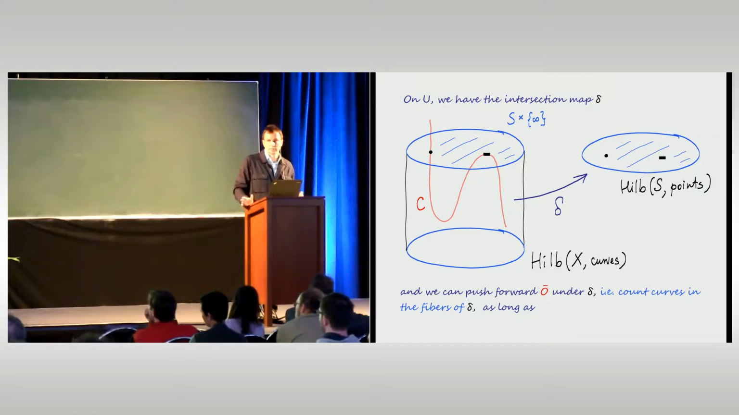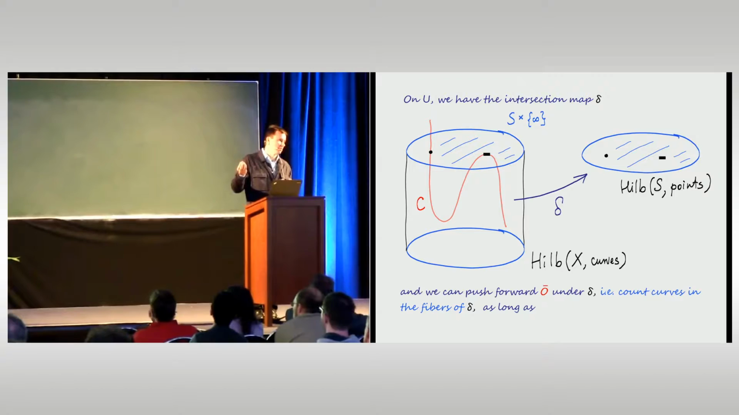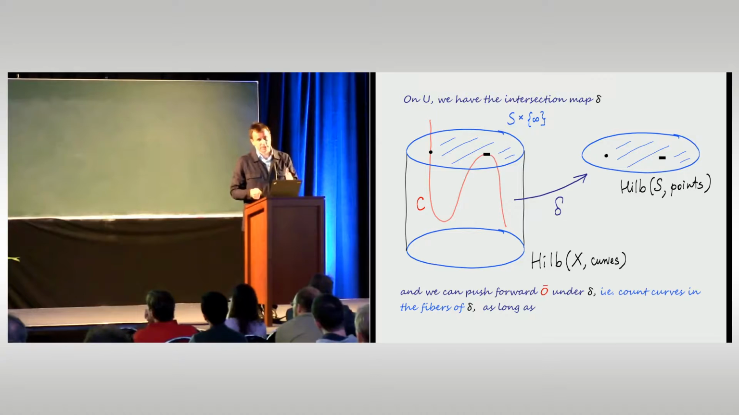And so I have a map from my moduli problem, and what I can do is try to count curves in the fibers of this map. Meaning, if I have a sheaf on my big moduli space, I can push it forward under this map. I had curves in three-space, and this maps to points in the surface. Both are Hilbert schemes: the Hilbert scheme of curves in X maps to the Hilbert scheme of points in S. So you have the sheaf upstairs, you push it forward, and you get a sheaf on the Hilbert scheme of points in my surface.